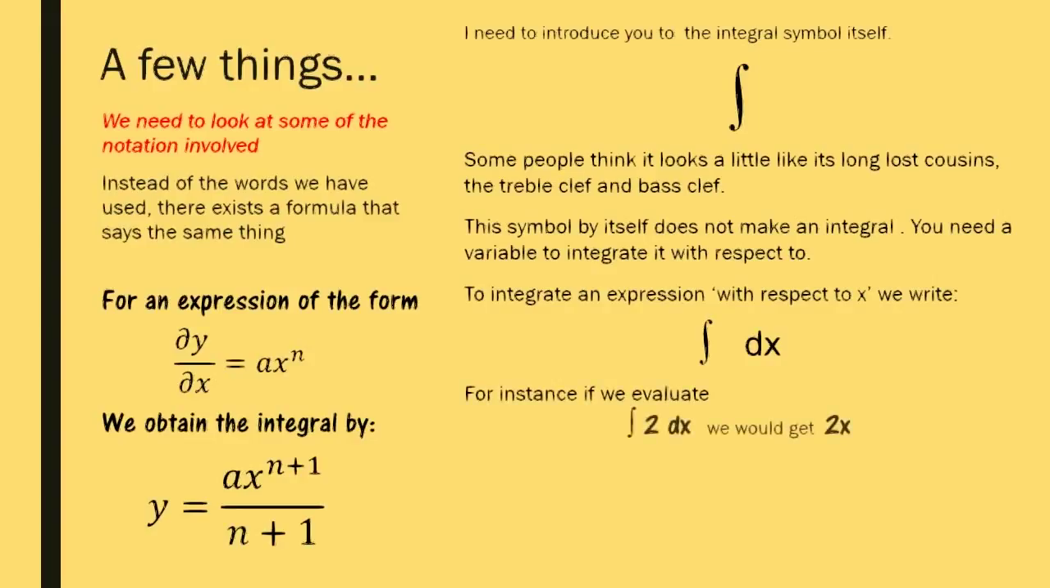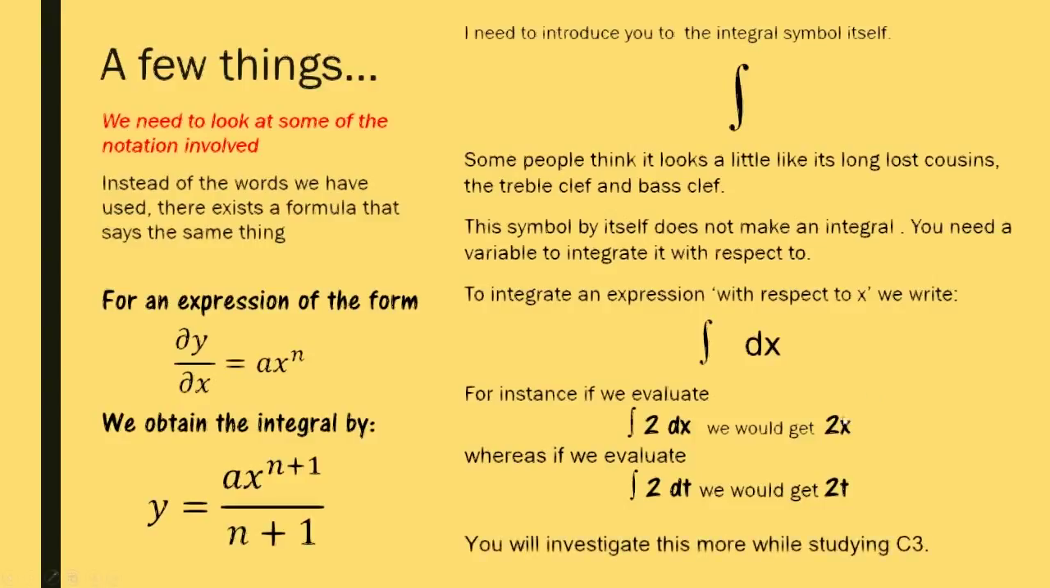Okay, so for instance, if we integrate the integral of 2 with respect to x, we would just integrate the 2 and put an x on the end. Whereas if we integrate a 2 with respect to t, we're going to put a t on the end, because the variable we're talking about is t. In this one it's x, and we put an x in front. If it was 2 d theta, it would be 2 theta, etc. You'll investigate this more while studying C3, like I've just said.